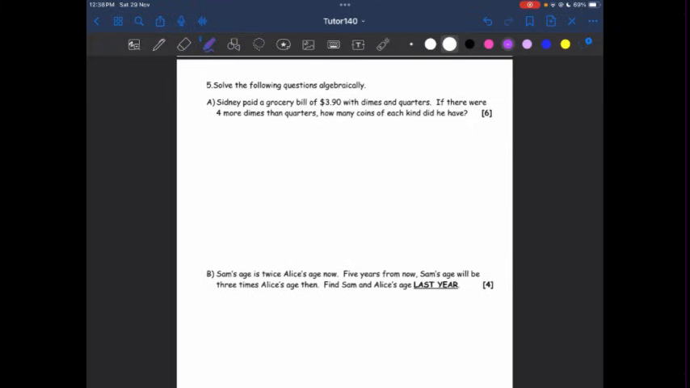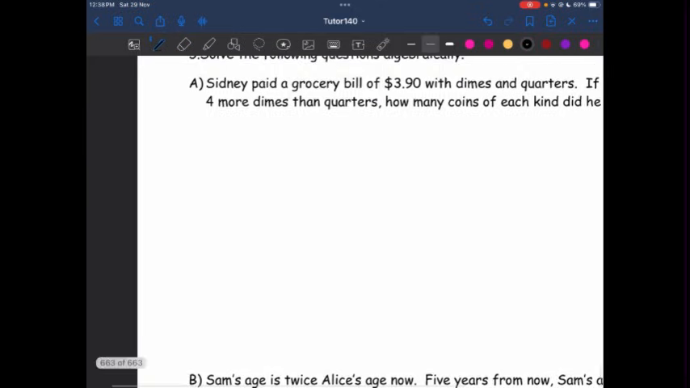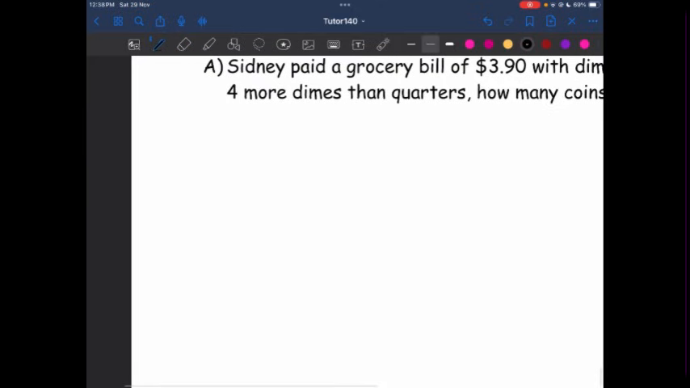Okay, now these. So, solve the following questions algebraically. Sydney paid a grocery bill of $3.90 with dimes and quarters. If there were 4 more dimes than quarters, how many coins of each kind did he have? So, let Q be the number of quarters and D be the number of dimes.